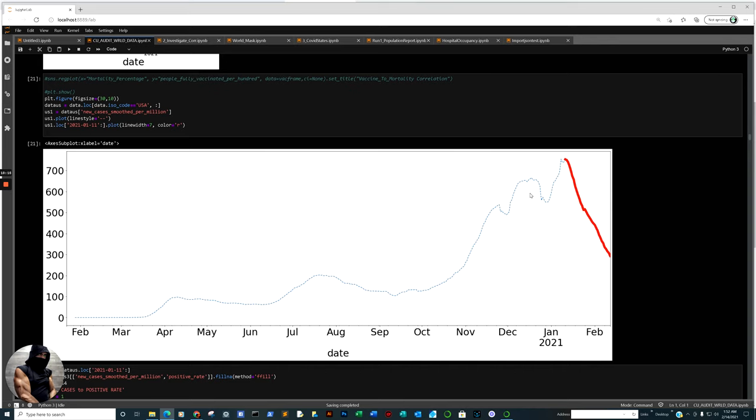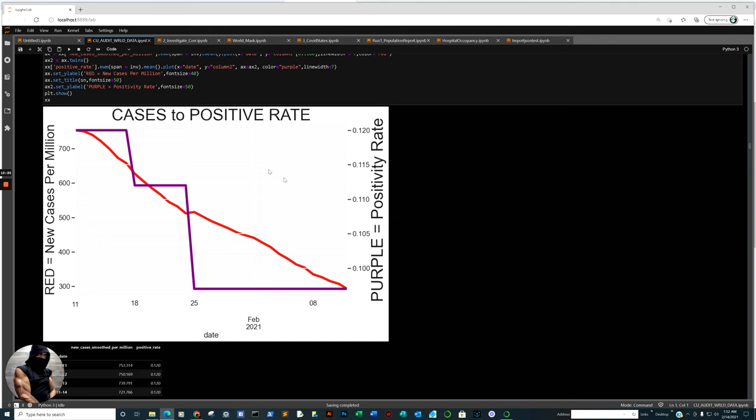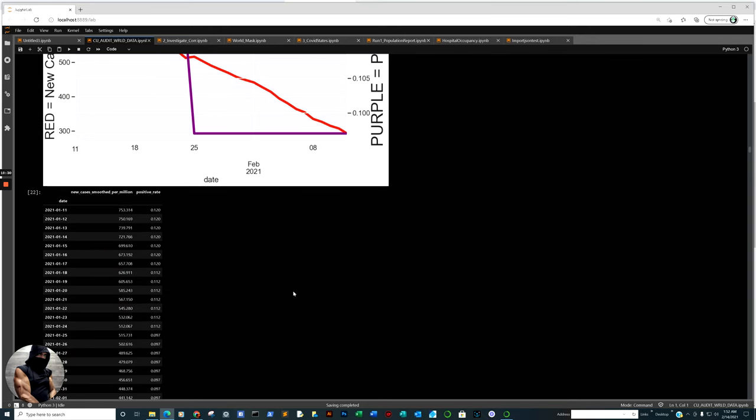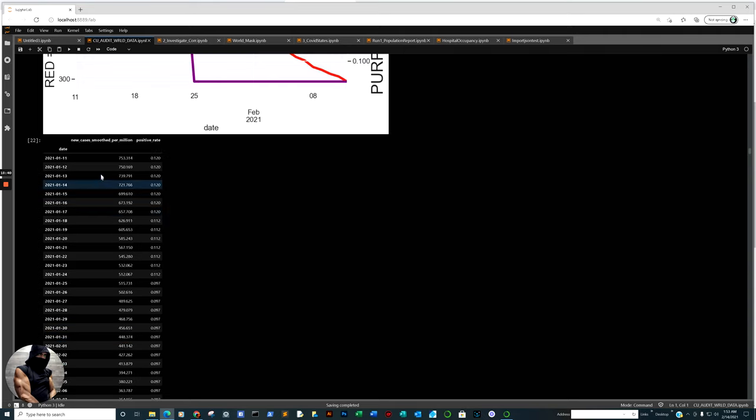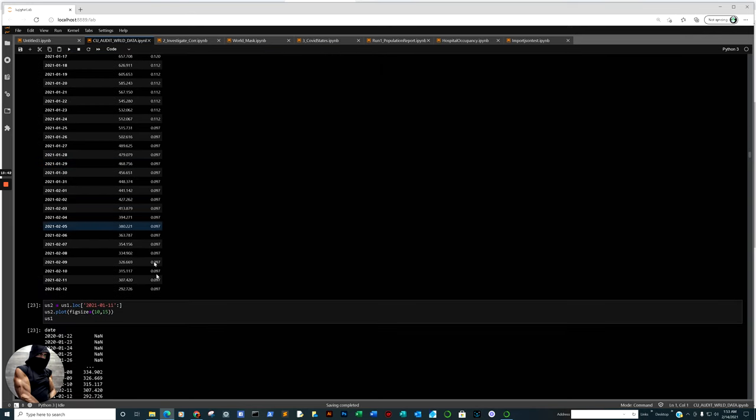I highlighted this drop right here because this is, of course, COVID as we go along. And then these new cases per million. Then all of a sudden, boom, crash. And then this is our cases to positivity rate. Now, for those into analytics, these are new cases per million. Look at this. I didn't even see that number. We're now below 300 cases per million from January 11th to February 12th.